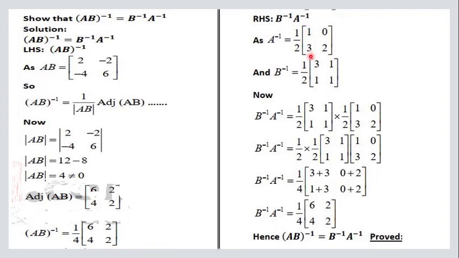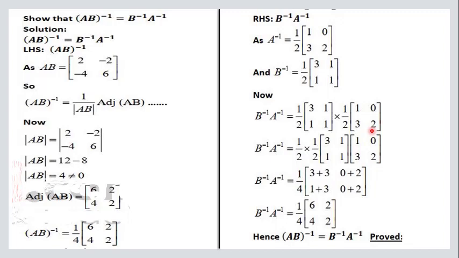You need to follow the same procedure. In this right-hand side we just need to put the matrix of B inverse and then A inverse, and then we need to multiply them together. As A inverse is this and B inverse is this, we need to multiply B inverse with A inverse. So this is B inverse, this is A inverse.